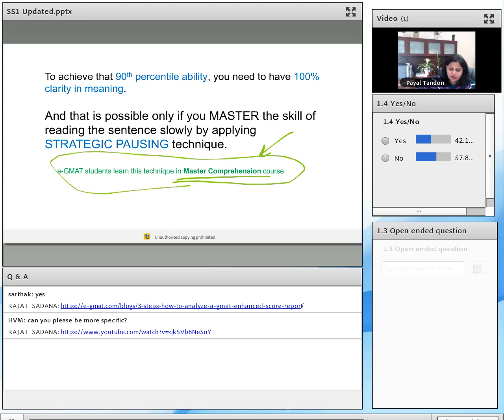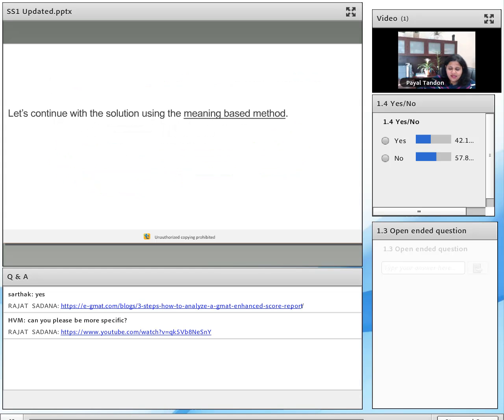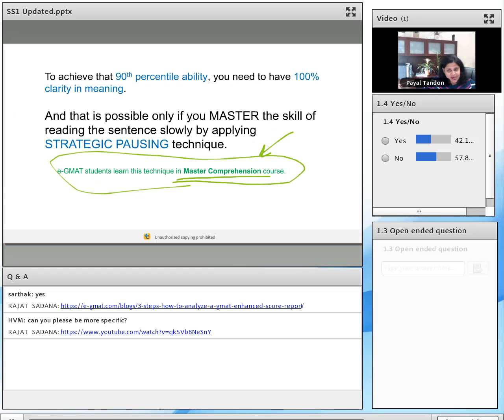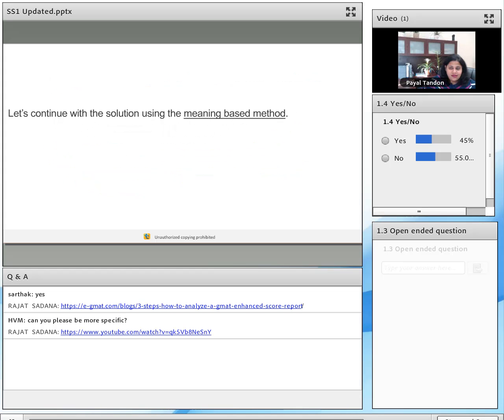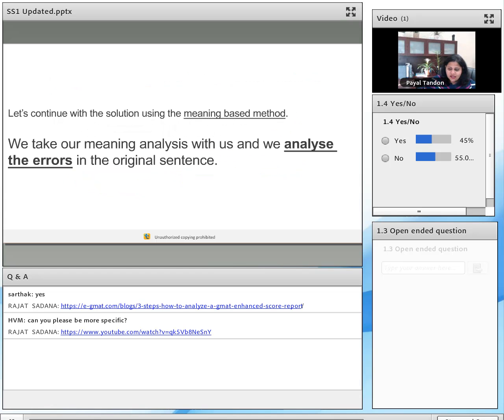In this course, all we teach you is how to read the sentence to understand the meaning of the sentence. We teach you how long sentences are formed, how to deconstruct the long sentences and whatnot. So again, definitely invest the time in going through this course. Now let's continue with the solution.